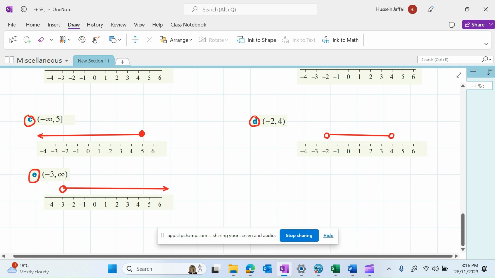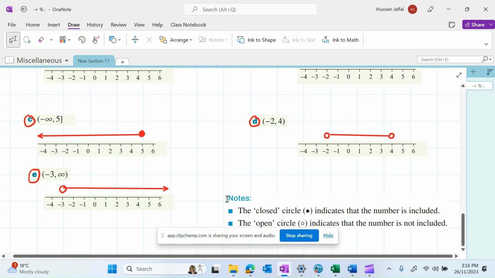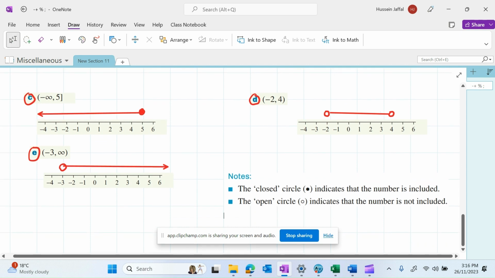So as a summary, you should know this here. If you look at this note here, the closed circle indicates that the number is included. The open circle indicates that the number is not included on the number line.